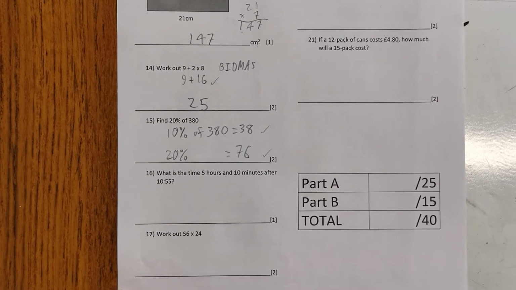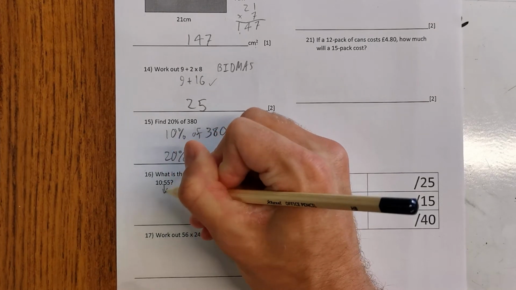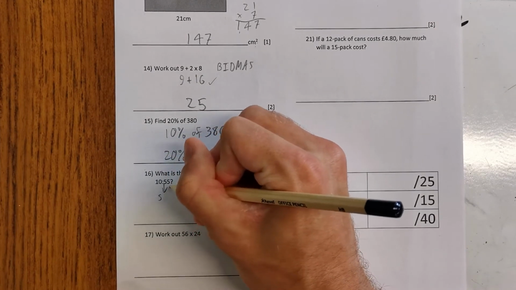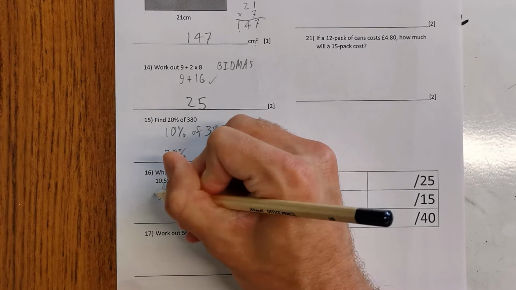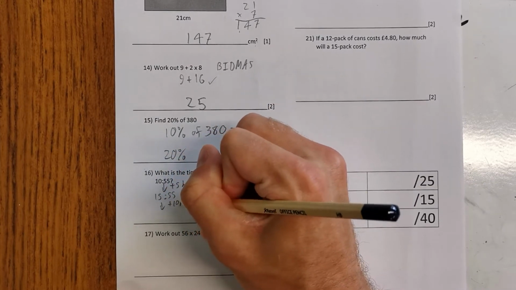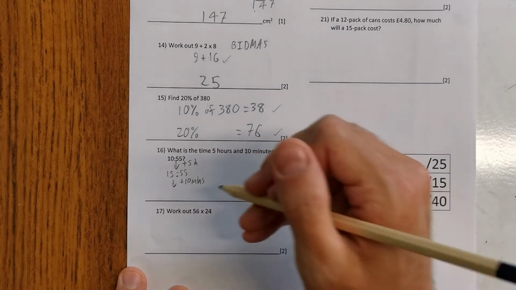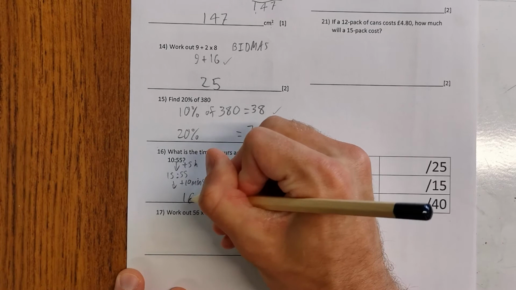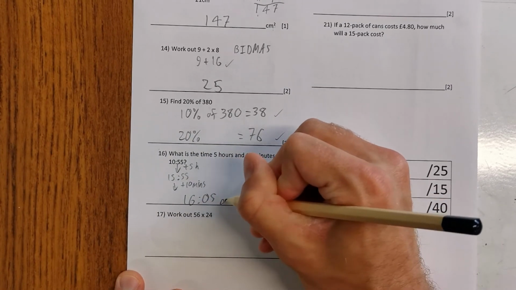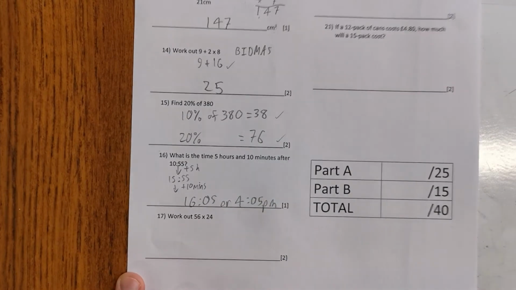What's the time? 5 hours and 10 minutes after 10:55. Well, 5 hours after. So 5 plus 5 hours, we're going to get to 15:55. Add another 10 minutes, and we are going to get to 16:05 or 4:05 p.m. Okay?